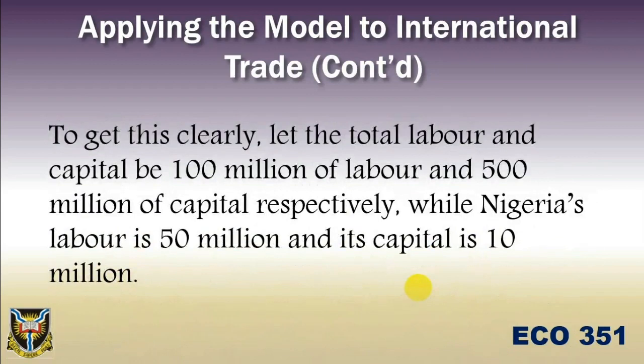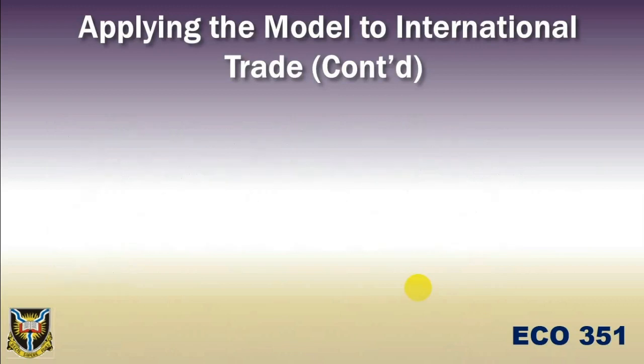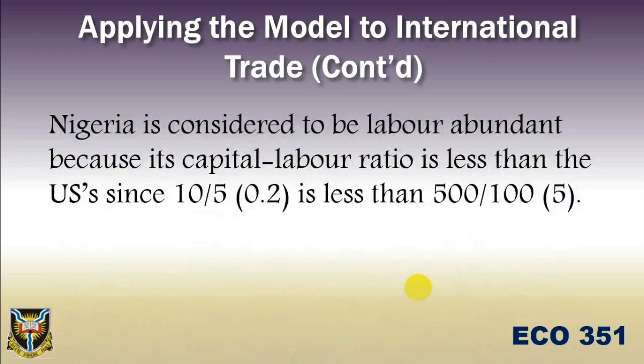To get this clearly, let the total labor and capital of the US be 100 million of labor and 500 million of capital respectively, while Nigeria's labor is 50 million and its capital is 10 million. Nigeria is considered to be labor abundant because its capital labor ratio is less than the US, since 10 to 50, that is 0.2, is less than 500 to 100, which is 5.